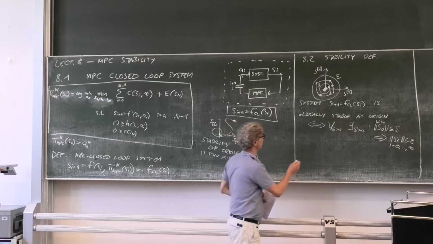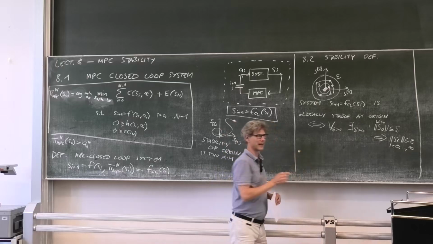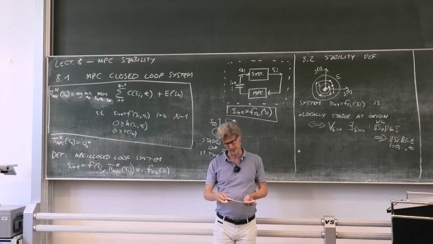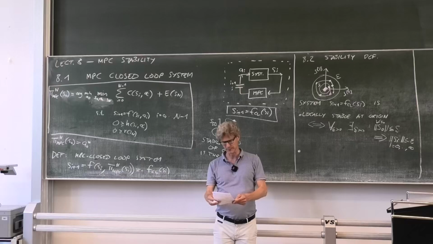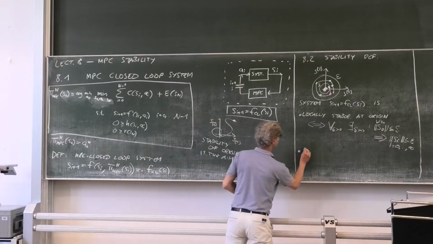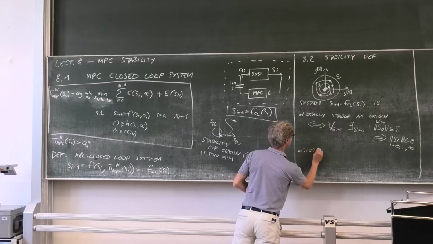But how do I actually express my other desire? And that is asymptotic stability. Let's use the right word. Let's just make it even stronger. I use the word globally attractive.